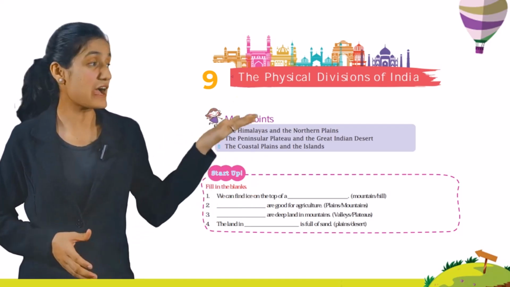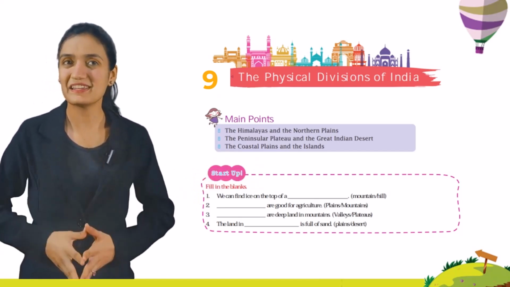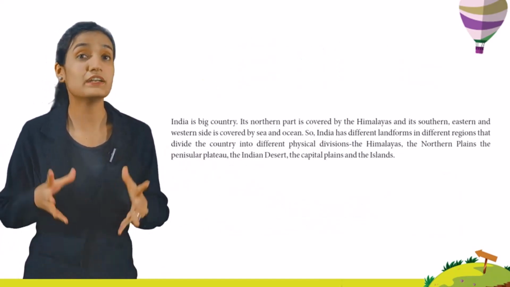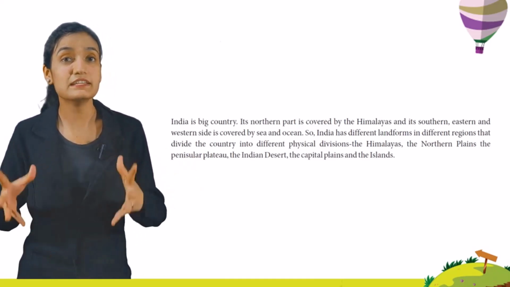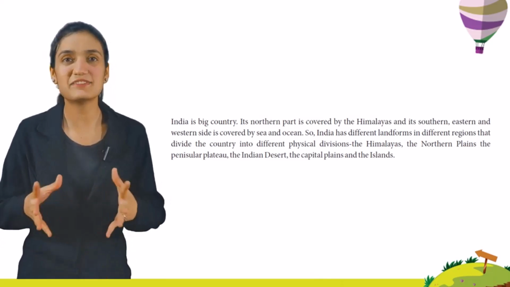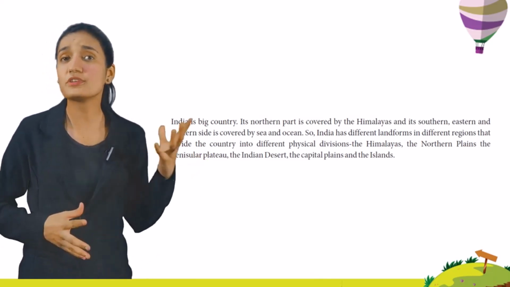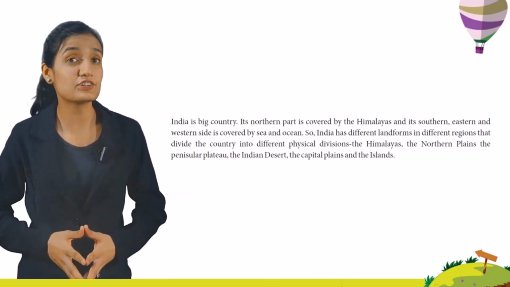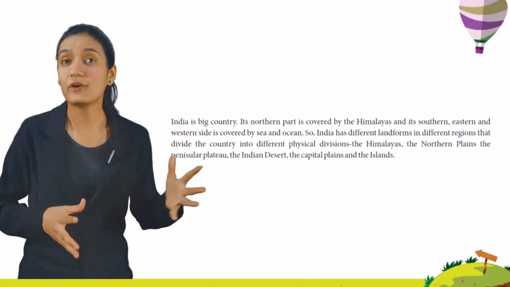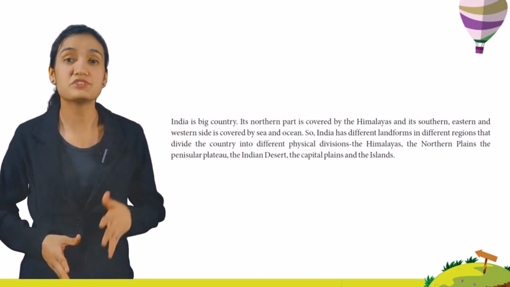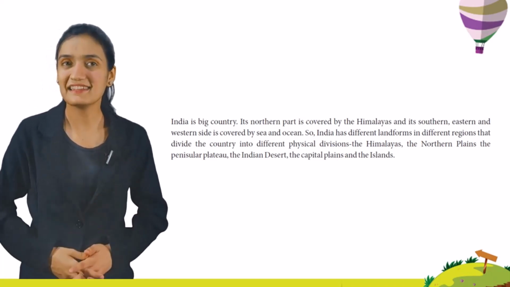Now, you have to read carefully these sentences and fill in the blanks accordingly. India is a big country. Its northern part is covered by the Himalayas and its southern, eastern and western sides are covered by sea and ocean. So India has different landforms in different regions that divide the country into different physical divisions: the Himalayas, the northern plains, the peninsular plateau, the Indian desert, the coastal plains and the islands.